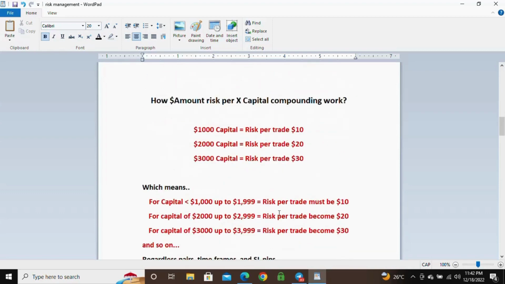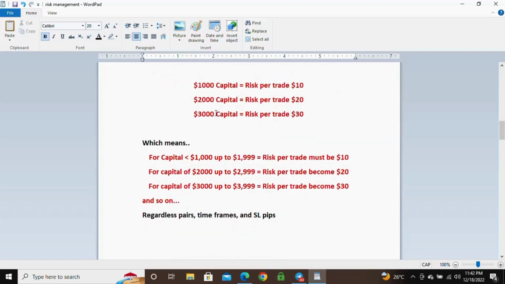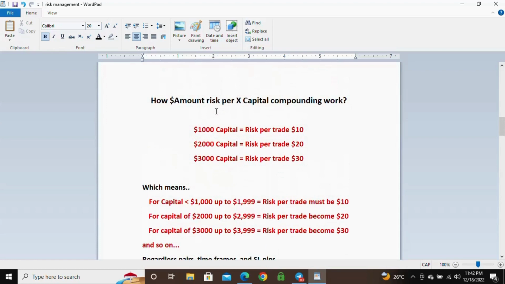So how much can you lose by the X capital? And this is how we are going to calculate how the amount risked by X capital compounding works. Now let's say this is for example, and don't forget, I'm not a financial advisor. If you want to know more about how to calculate your money, you can seek an advisor. I'm not a legal. This is just for education purpose.